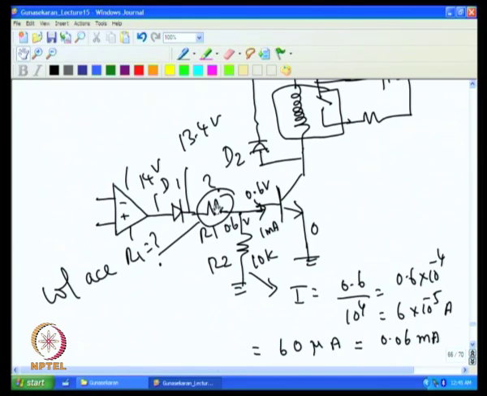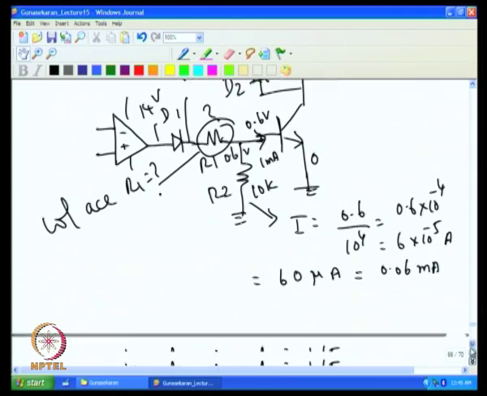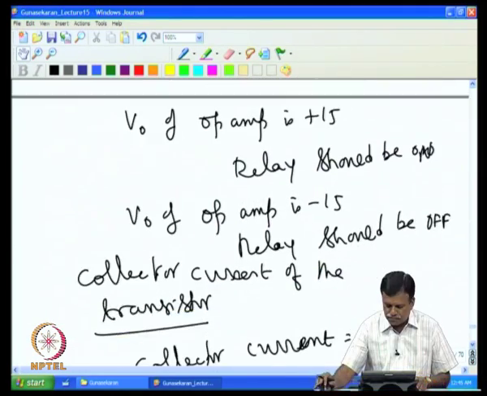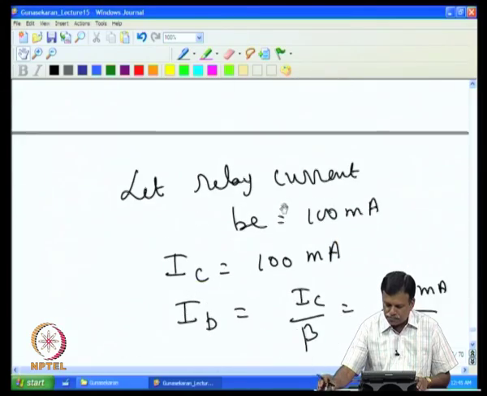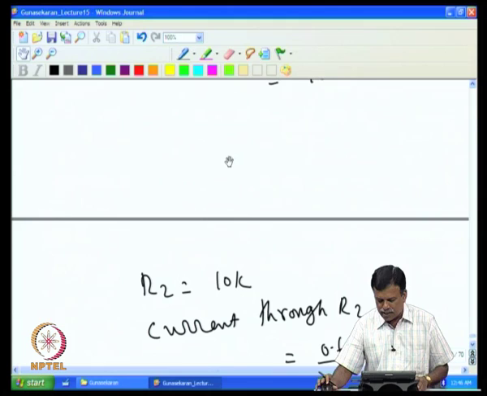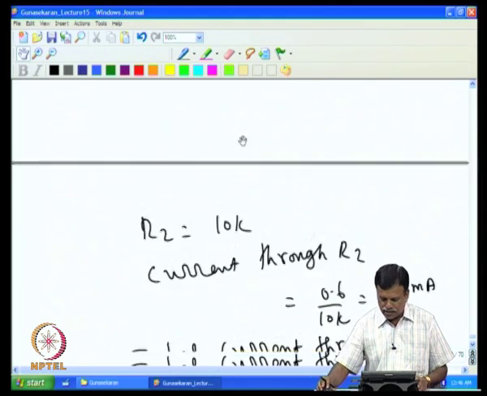The 10 K standard resistance is available that can be used here. That means R1 needs to be around 10 K. So we can do it like this. If you saw the calculations, it works out to be like this.